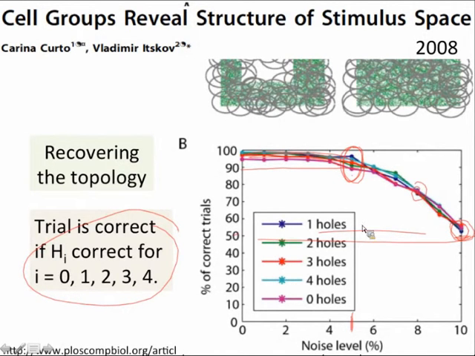And so it does cover the topology quite well. So the proof of concept worked. The spiking data alone should give you the topology of the environment. Questions there?